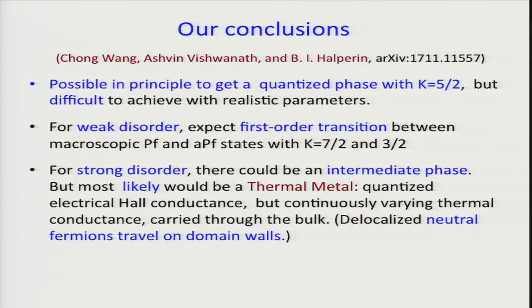For strong disorder, there could be an intermediate phase between them, but most likely that phase wouldn't be the phase we're looking for. Rather, we seem to find what we call a thermal metal. This is an interesting phase in which the electrical conductance is quantized, so it still has nu equals 5/2 for the electrical conductance, but the heat is not quantized. Heat can now flow through the bulk. Although the charges are confined and not mobile in the bulk, you have neutral, delocalized fermionic excitations that can travel along this network of domain walls without being localized, and they would therefore conduct heat across the system. It wouldn't be quantized, and heat wouldn't be flowing only along the edges.